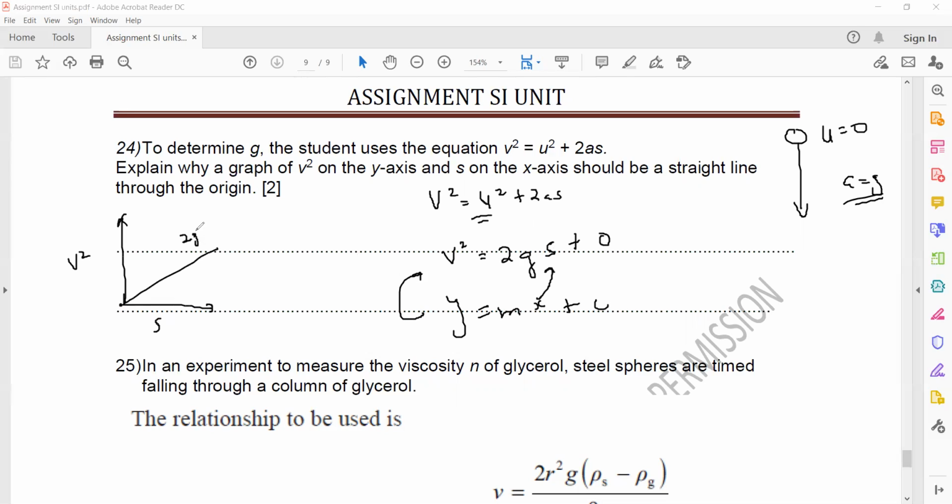What will be my gradient? My gradient will be equal to 2g. So 2 is constant and gravity is constant. That's why the gradient is constant, so it will be a straight line. And how do we know it is passing through the origin? As you can see, there is nothing added to this, so the y-intercept is 0. So when our y-intercept is 0, it should be a straight line which is passing through the origin. Is it clear, this one?